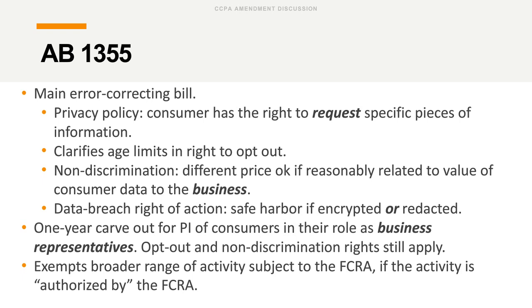And then another one of the major errors that this bill corrects is in the data breach private right of action. Previously, just based on the language used, and some weird double negatives, it came out that the safe harbor meant that you had to both encrypt and redact data before you would have that safe harbor from the private right of action. And there's just a tiny little correction where now the data can be encrypted or redacted, and you'll still be able to take advantage of that safe harbor.